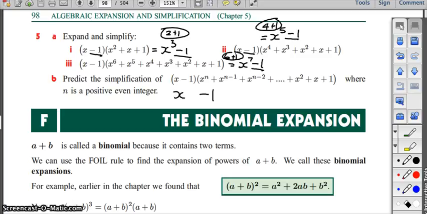How could we write that? If we were to call the power in this question n, ask for predictive simplification of that if n is the positive even integer. Does that make sense? Yeah. Pretty simple when you put it in those terms, isn't it? Yeah. Is that alright? Leave you with that?